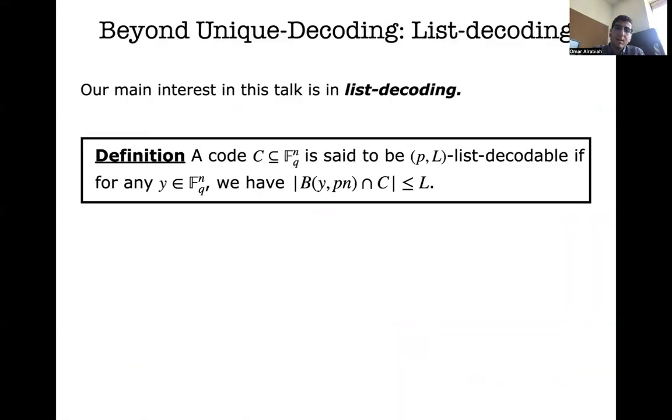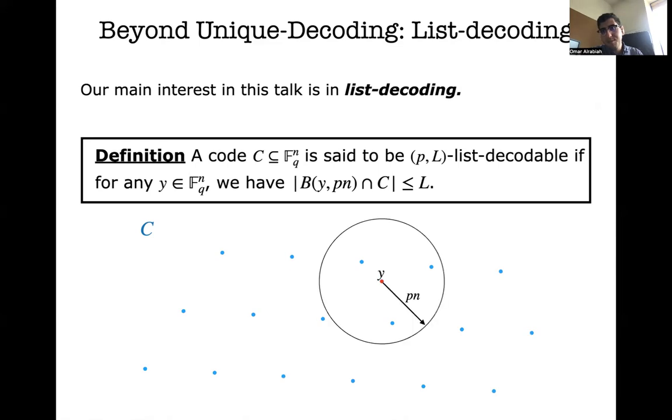So let me tell you what list decoding is. List decoding says that if you take a Hamming ball of radius p and look at the codewords in the Hamming ball, then there's at most L codewords in it. And here's the formal definition of it, but let me give you a pictorial picture of what that means. Think of your codewords as points in space. And take any Hamming ball of radius pn, where p is some fraction between 0 and 1, and look at the number of codewords inside the Hamming ball. Then the code is (p, L) list decodable if there's at most L codewords in the Hamming ball.